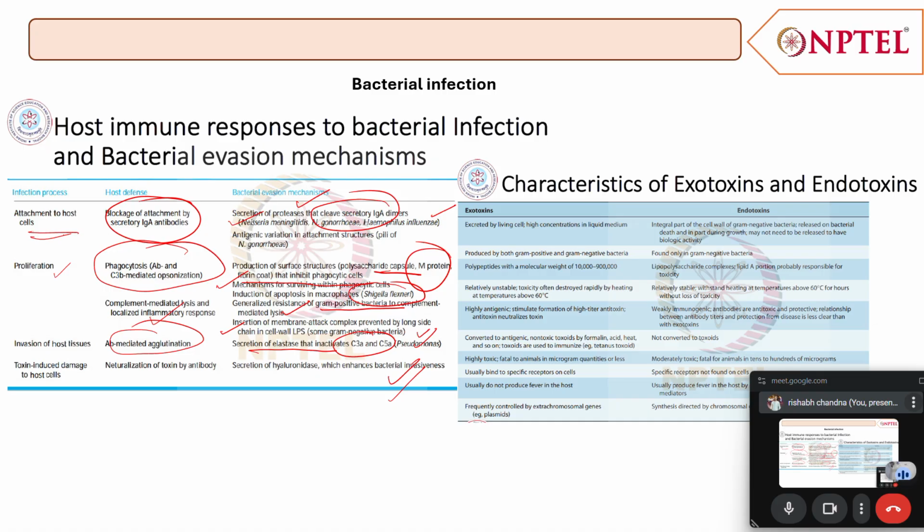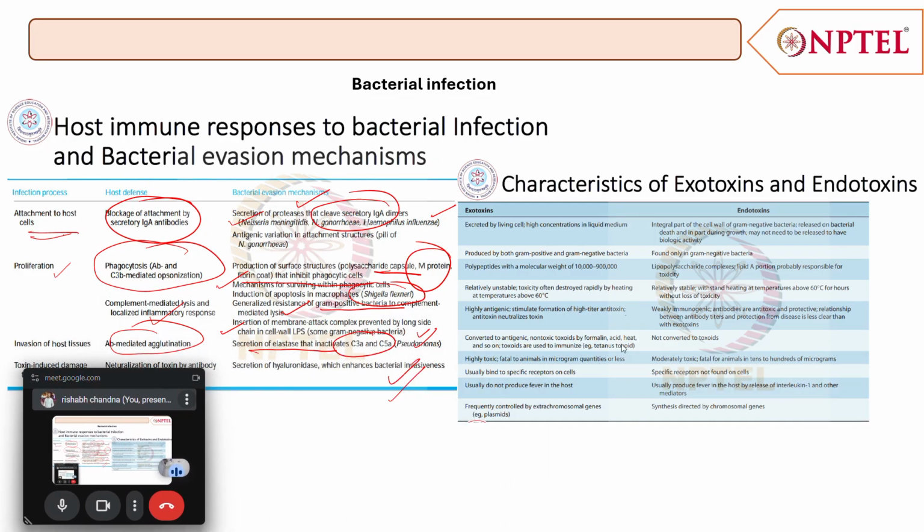Then we'll move on to the toxins that are produced by bacteria. There are two types of toxins produced by bacteria, exotoxins and endotoxins, through which it actually carries out its infection process. The exotoxins are excreted by the living cell. They are in high concentration in the liquid medium, while endotoxins are an integral part of the cell wall.